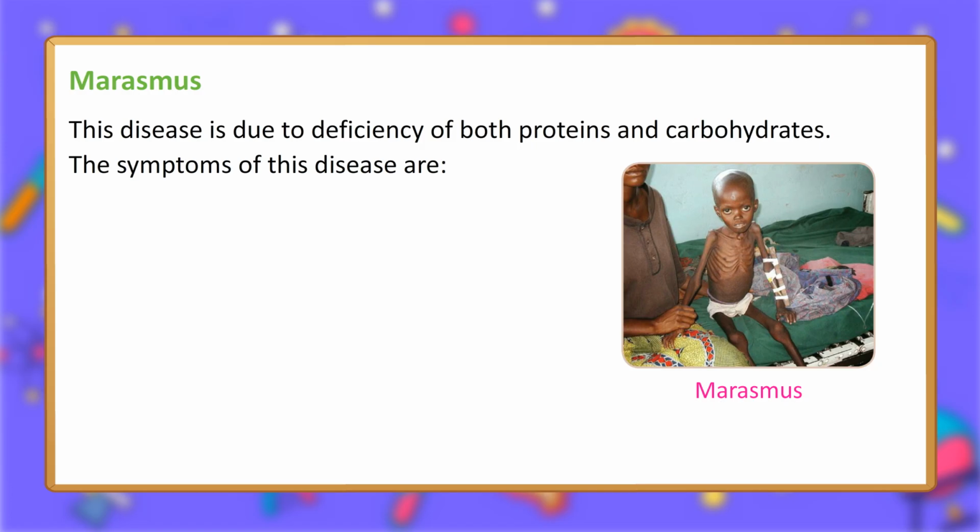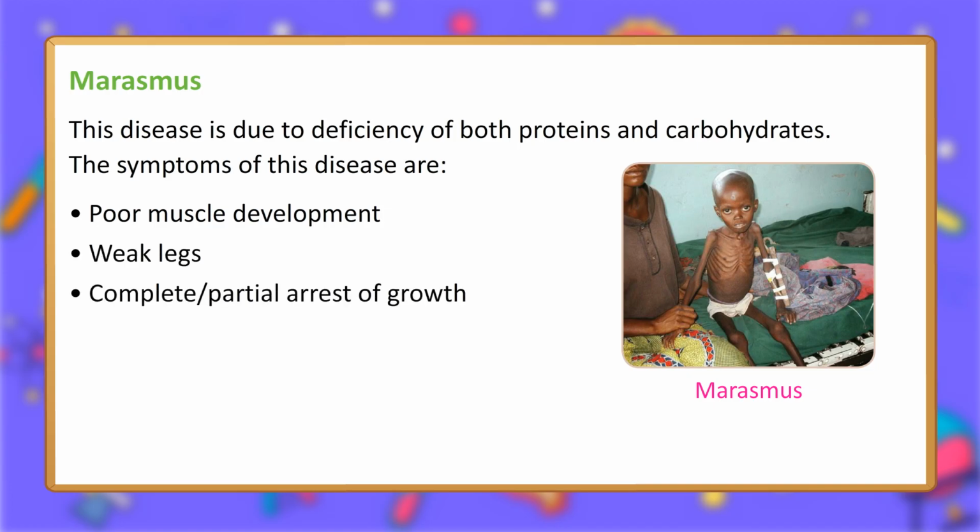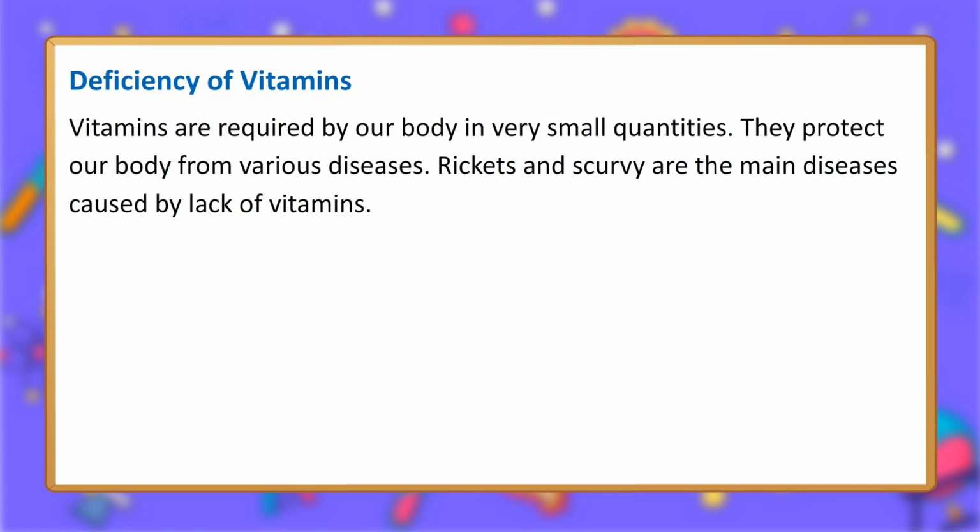The symptoms of this disease are poor muscle development, weak legs, complete or partial arrest of growth, anemia, and mental retardation. Deficiency of vitamins. Vitamins are required by our body in very small quantities. They protect our body from various diseases. Rickets and scurvy are the main diseases caused by lack of vitamins.